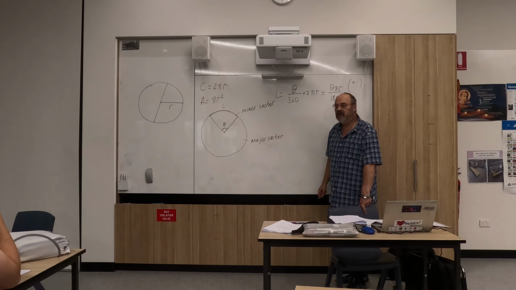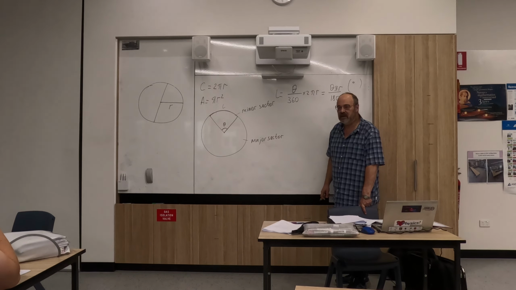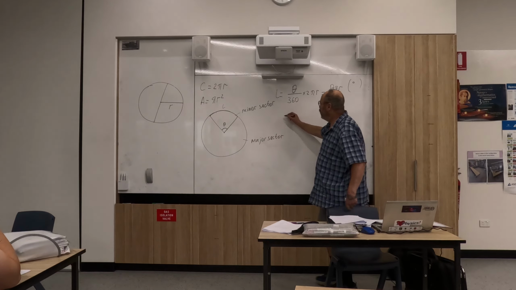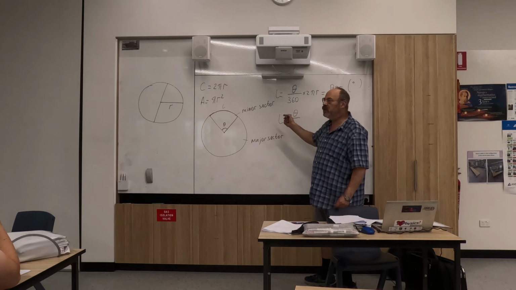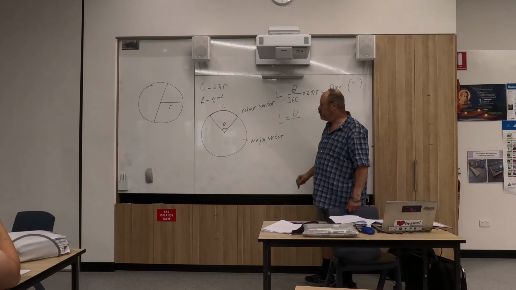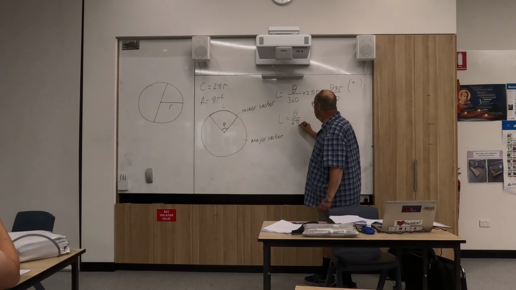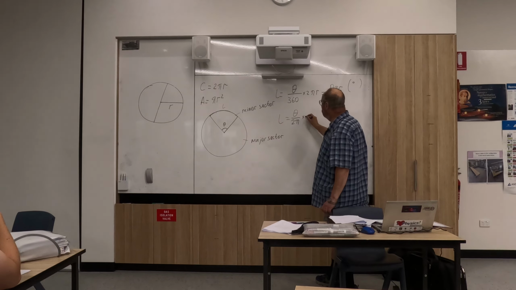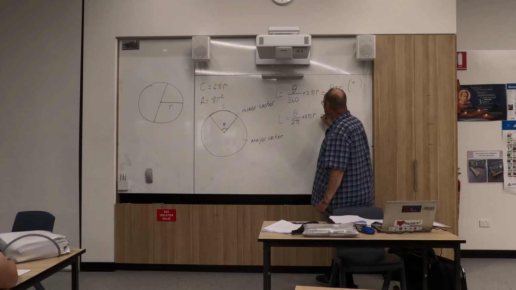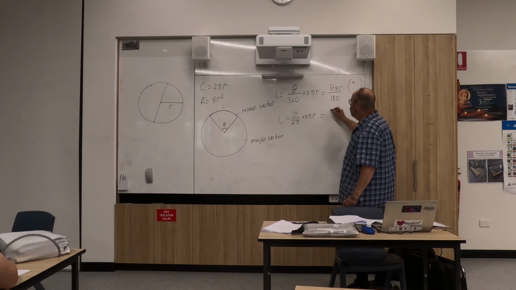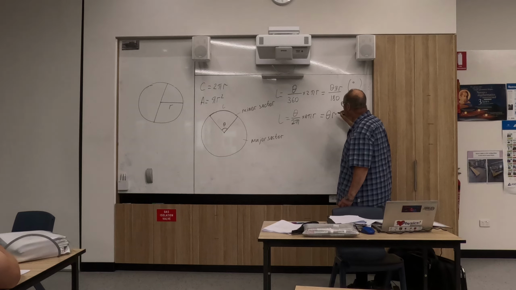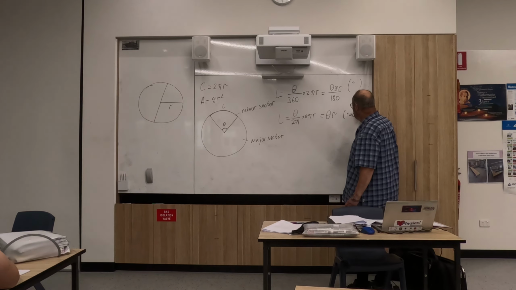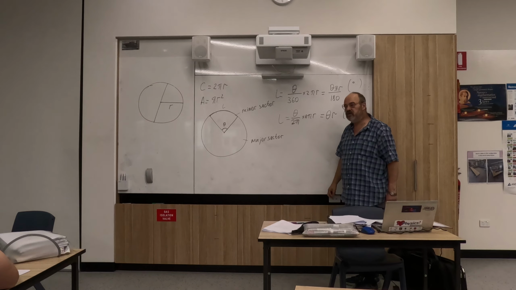If we take theta in radians, then L will be theta over, what is the whole revolution in radians? 2 pi. So theta over 2 pi times 2 pi r, in which the 2 pi cancels out, and it becomes just theta r. That is in radians. That is the length of the arc.